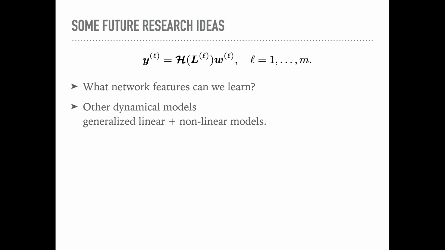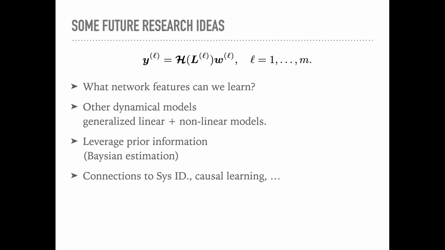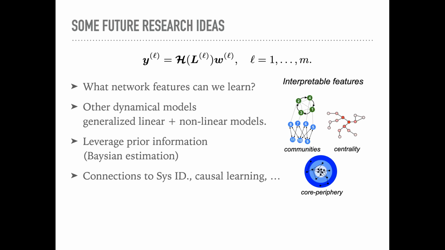Other dynamical models. What about generalized linear models, where you put a nonlinearity here? Nonlinear models. David Gleich is going to talk about nonlinear models. Prior information. We could have other types of prior information than the model that we're assuming. So the Bayesians in the audience, here you go. Solve this with your favorite models and priors. And of course, there are connections to system identification, causal learning, and so on that one could explore.